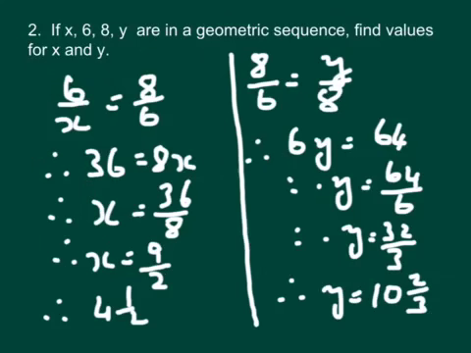Okay, another problem. We've got a little sequence going here, a geometric sequence we're told, and our job is to find values for x and y. So we make use of the common ratio idea. In other words, that divided by that must equal that divided by that, which must in turn equal that divided by that. So 6 divided by x must equal 8 divided by 6.